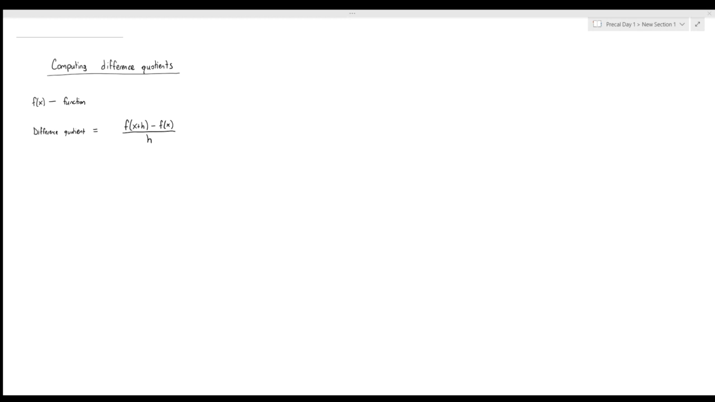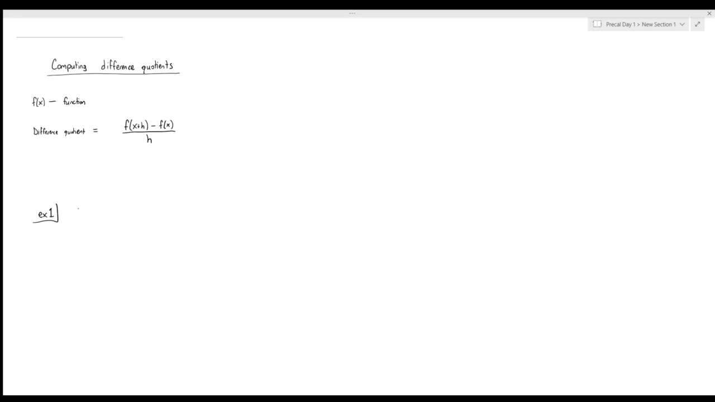So for those of you who did take calculus, you'll recognize the difference quotient is involved in the limit definition of a derivative, okay? And for those of you who are not in calculus, you'll learn about derivatives later this semester. And when you learn about derivatives, you'll see the difference quotient come up in the definition, okay? And so I'm just going to do a couple of examples of computing difference quotients right now.